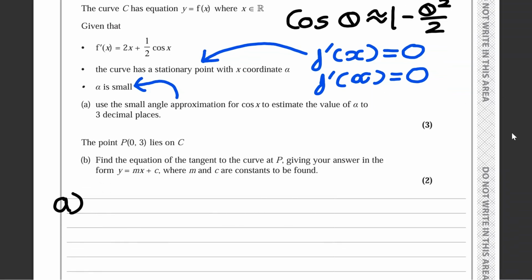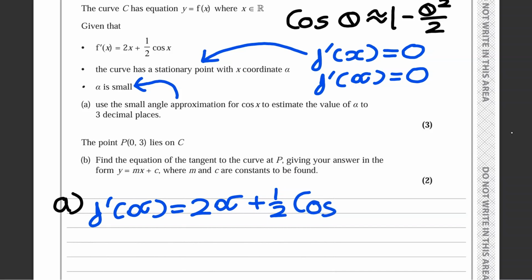So f dash of alpha is equal to 2 and then x, so it's going to be alpha, and then plus half cos, and then instead of x it's going to be alpha here. This is a stationary point, so therefore this is going to be equal to 0. So we have this equation here that we can use in order to estimate the value of alpha. It's going to be an estimate because we're going to use small angle approximations here for cos alpha.